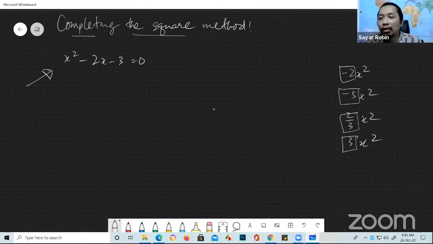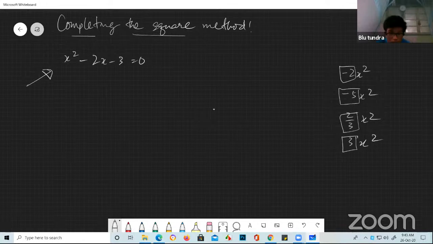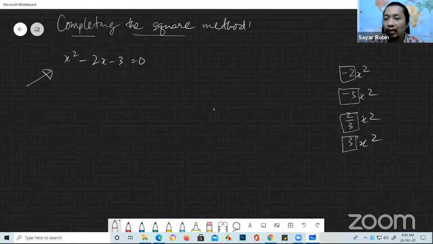If you're going to use the completing the square method, you have to check whether the coefficient of x squared is 1 or not. If it's 1, you can continue. If it's not 1, you have to try to make the coefficient of x squared become 1. We will not study that very soon. Now, this already has 1 as the coefficient of x squared, so we can move on to the other steps.